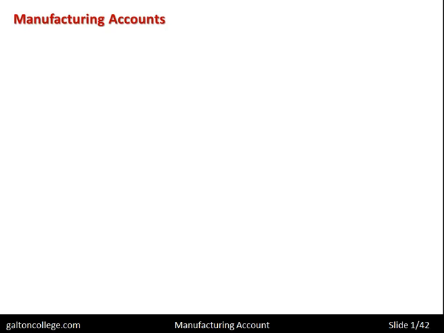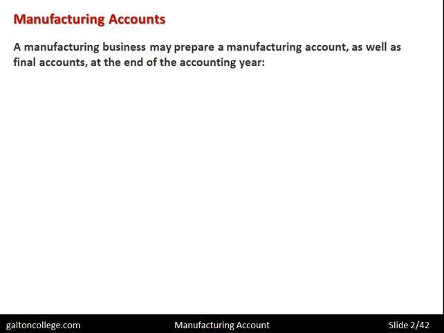In this class we're going to talk about manufacturing accounts. A manufacturing business may prepare a manufacturing account as well as the final accounts, such as the profit and loss account and the balance sheet, and they prepare these at the end of the year. Certainly the final accounts are required for statutory reasons, for the payment of taxes, for example.